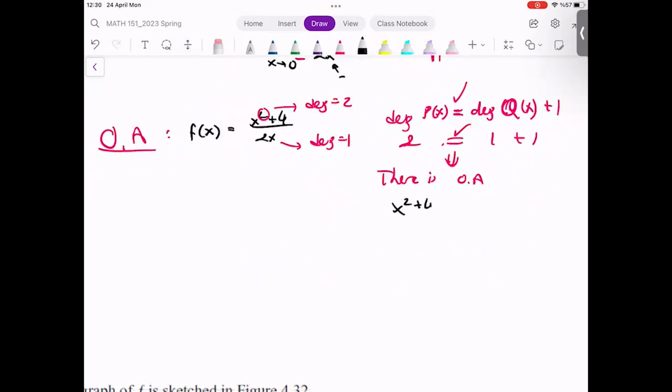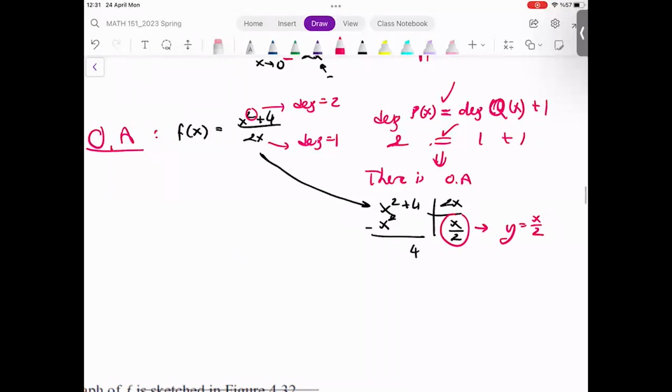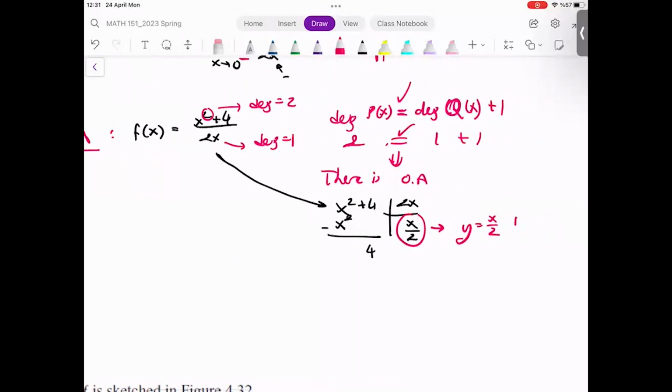So x squared plus 4, I am doing this polynomial division. So x over 2, we should multiply it, and this becomes x squared, take the difference, 4. Division is over, and what you find here will be your oblique asymptote line. Okay? y equals x over 2. This is a line, and it is the oblique asymptote line for us.